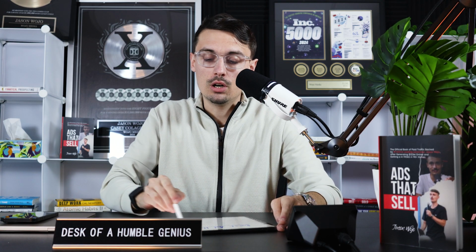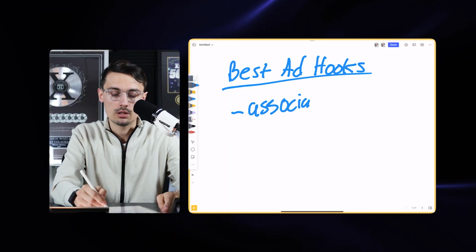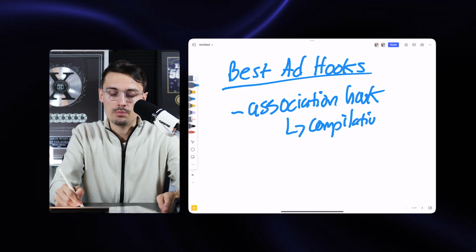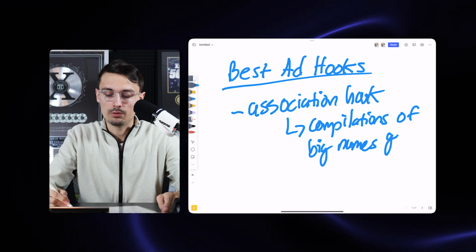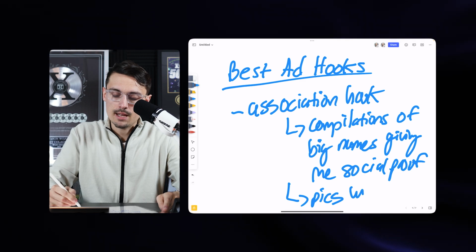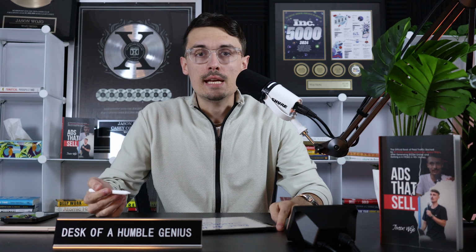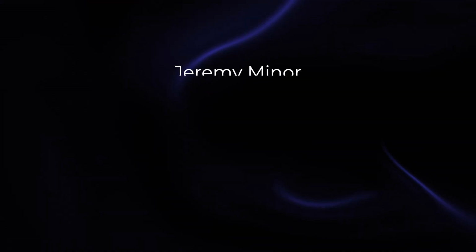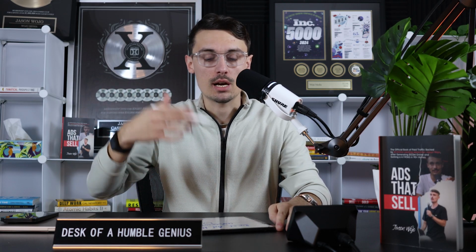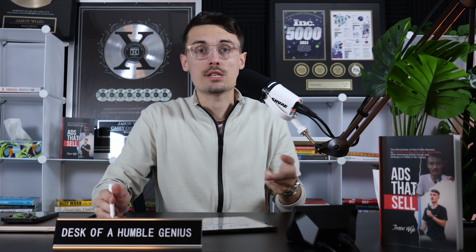And then the last kind of hook is going to be one of the most important ones as you build your brand, which is the association hook. What does that mean? I have a lot of ads out there where I have compilations of really big names giving me social proof. It's massively important. Or pics with celebs that you obviously have permission for, or maybe you've worked with a celebrity or you've trained a celebrity. That's like one of my clips with Jeremy Miner, Andy Elliott, Jamil Damji, all these guys shouting me out in their podcast, saying that I run their stuff, Chris Crone as well, all these awesome hooks. It helps build that association because association selling is honestly the easiest.